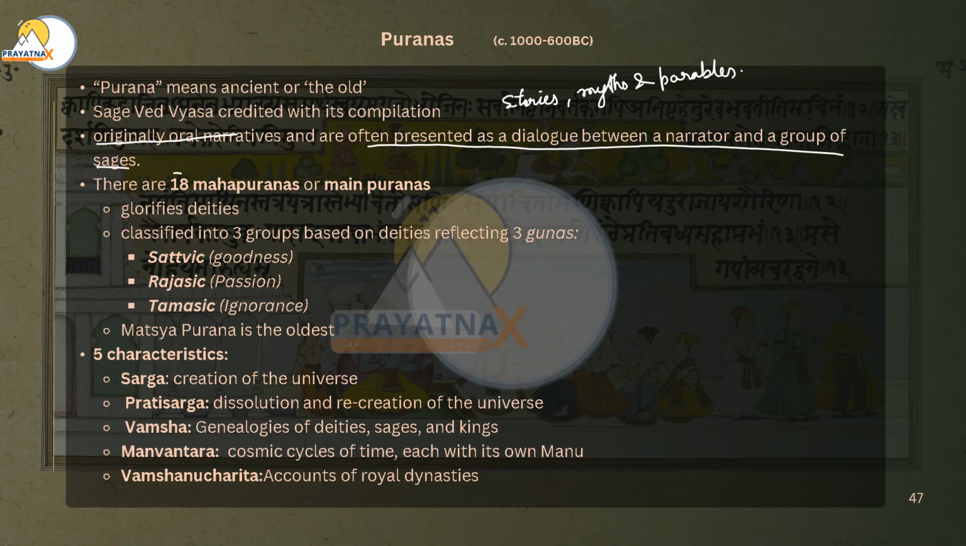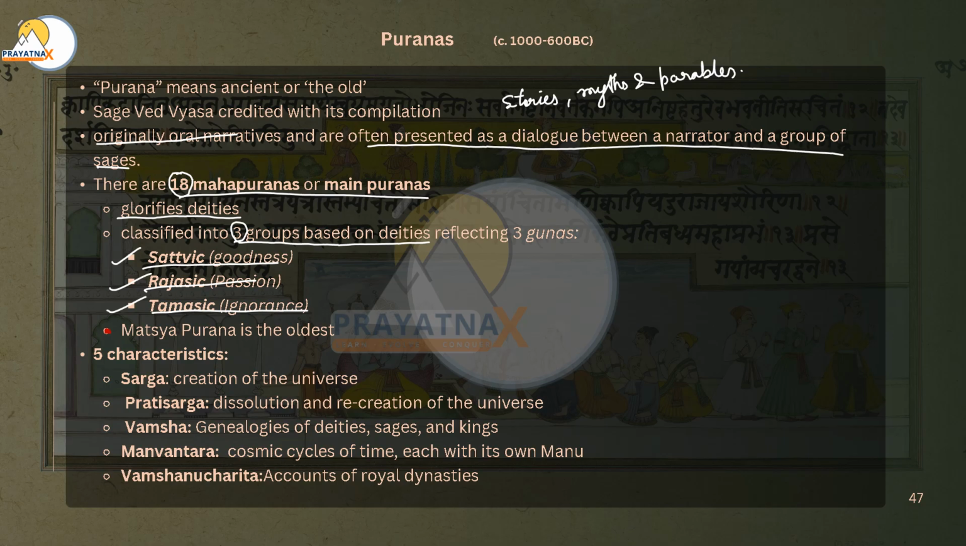There are 18 Mahapuranas. These glorify the deities or gods, and on the basis of the gunas they reflect, they are classified into three groups. These groups are based on the deities themselves: Sattvic, which means goodness, Rajasic, which means passion, and Tamasic, which means ignorance. Out of these, the Matsya Purana is the oldest.